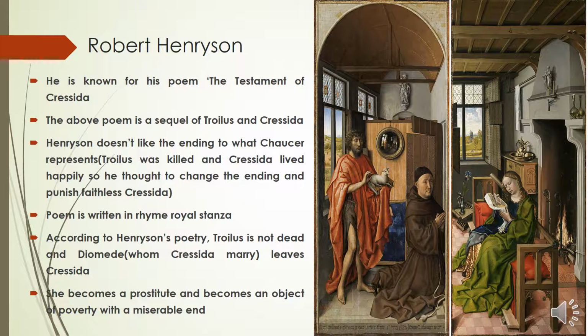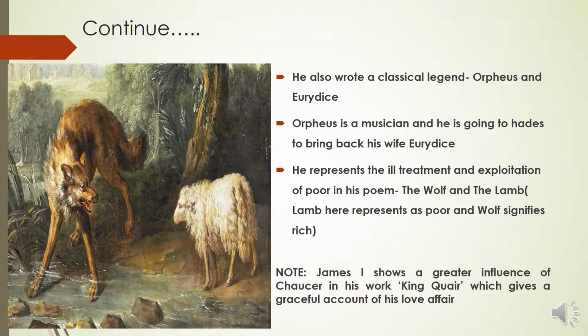So the story, if we see Cressida's ending, was a very miserable end. She was an object of poverty in the later part, in the Testament of Cressida, and she had a miserable end. So this is what Henryson changed in his poem. Now moving to the other poems of Robert Henryson, he also wrote a classical legend, Orpheus and Eurydice. Orpheus is a musician and he goes to Hades, a place called Hades, to bring back his wife Eurydice. This is a very simple poem, and that is why it is called a classical legend.